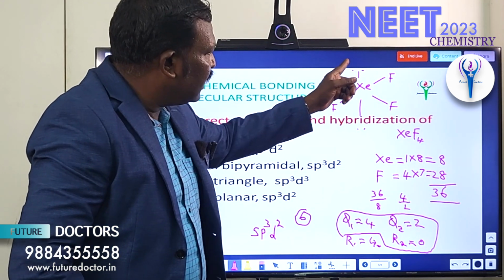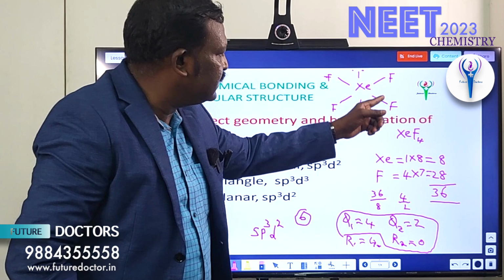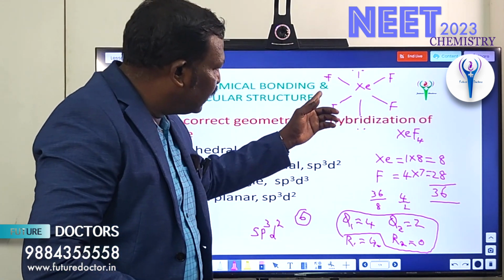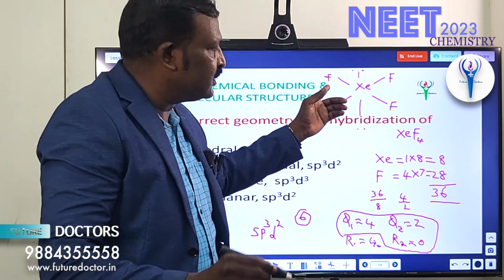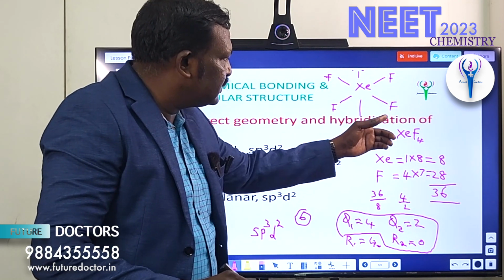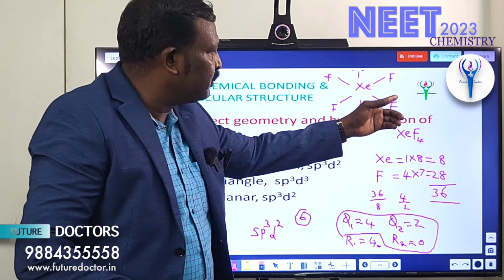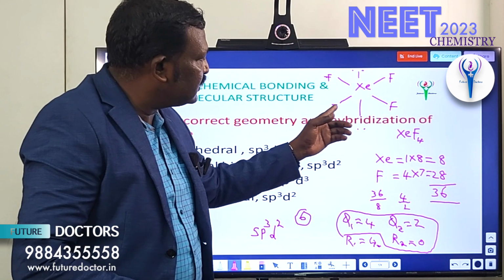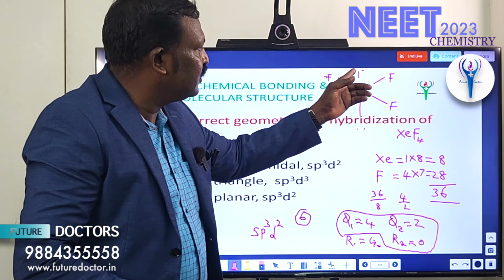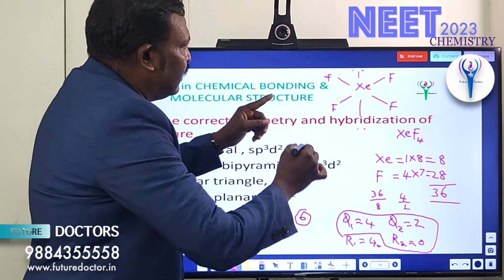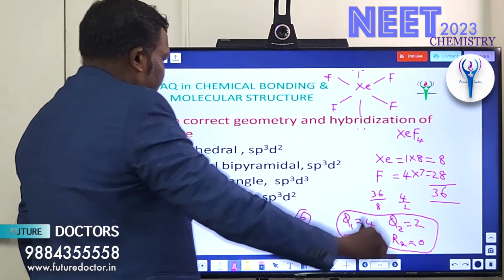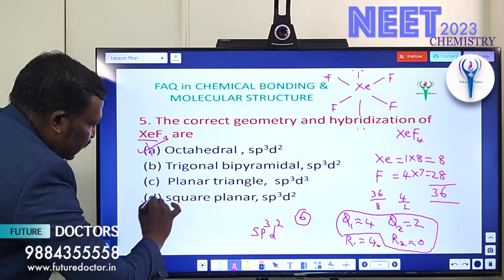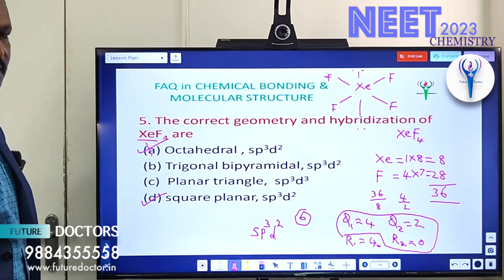Suppose all the sides have atoms, plus or minus, that's called octahedral. But not all the sides are atoms, only 4 sides are atoms. All six corners having atoms is called octahedral. But only 4 corners have atoms and the other 2 places have lone pairs, then it is called square planar. This is wrong, and this is correct. Are you following?